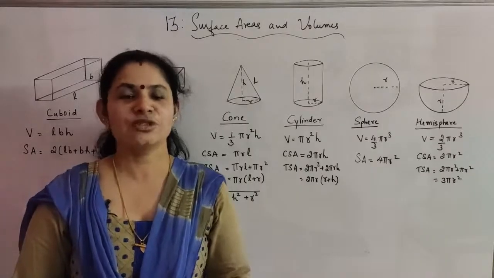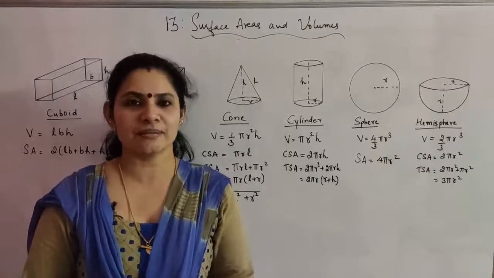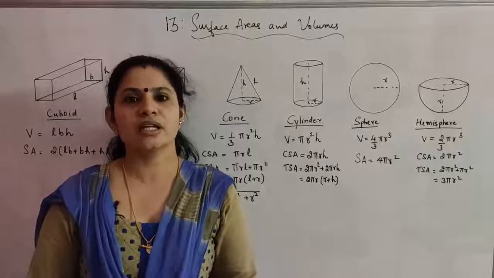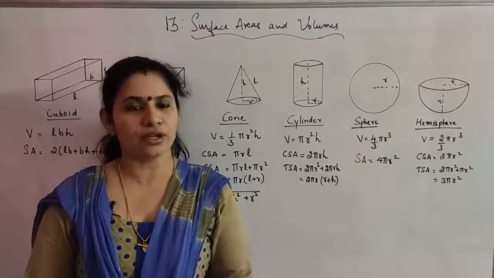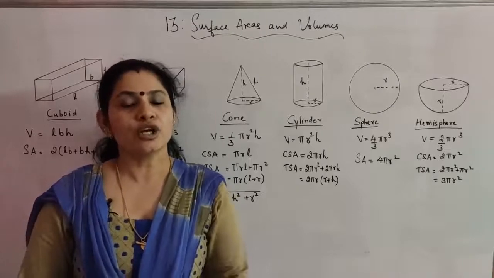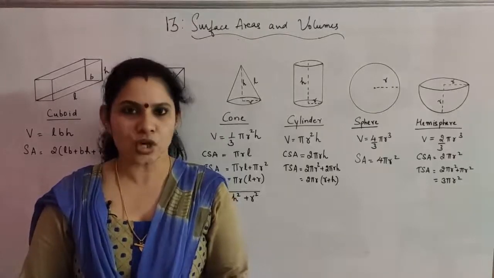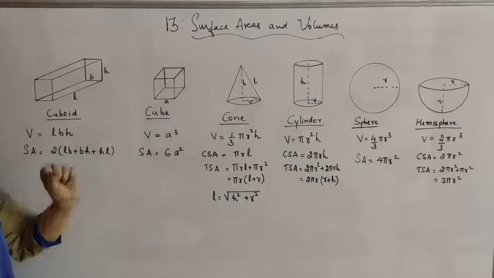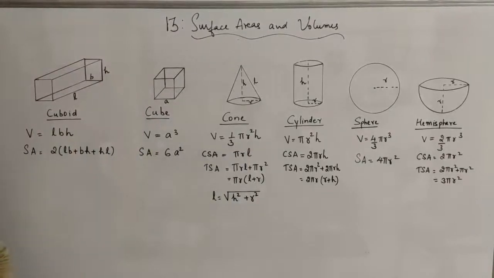Hello everyone, today we are starting a new chapter, number 13, surface areas and volumes. First we will recall certain things which you have already studied in your earlier classes, that is the volumes and surface areas of certain solids. The solids which you have already studied are cuboid, cube, cone, cylinder, sphere and hemisphere. So what all we know, we'll just recall.